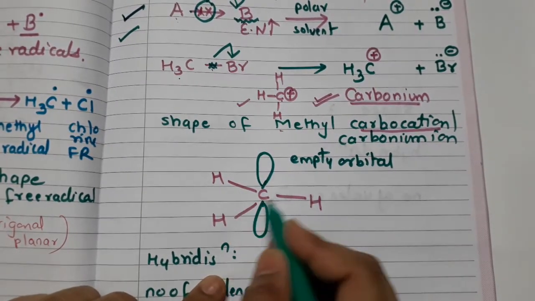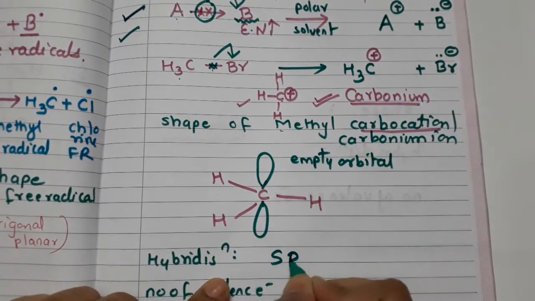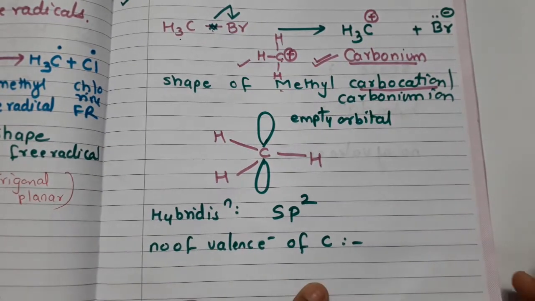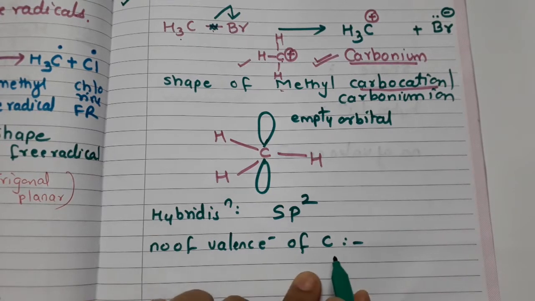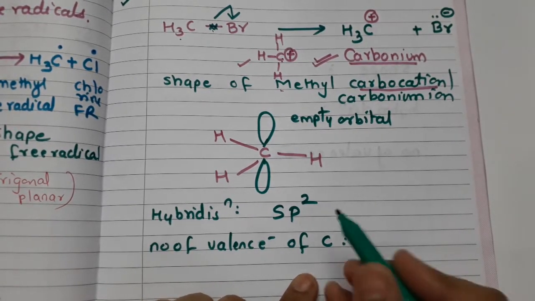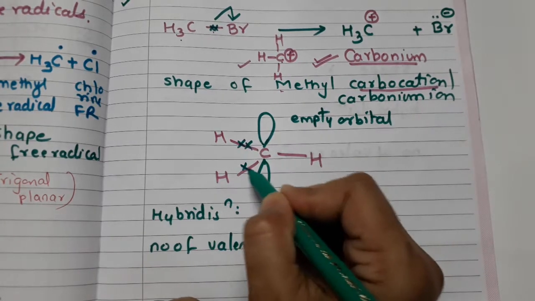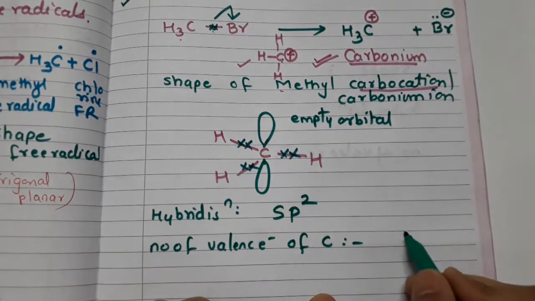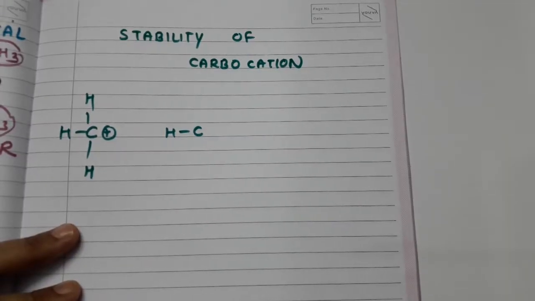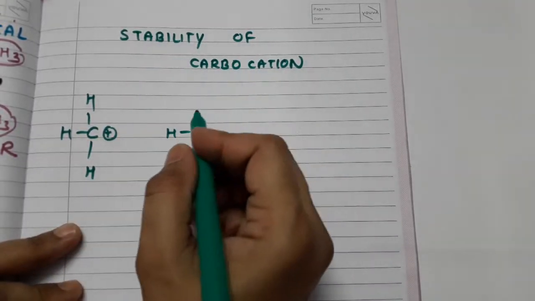Now hybridization. Yes, 1, 2, 3. It is having 3 bonds around it, so it is sp2 hybridization. And what is the number of valence electrons, students, around the carbon? Number of valence electrons are, see, 1, 2, 3, 4, 5, 6. So I hope you will remember this. So we will discuss the stability of carbocation.